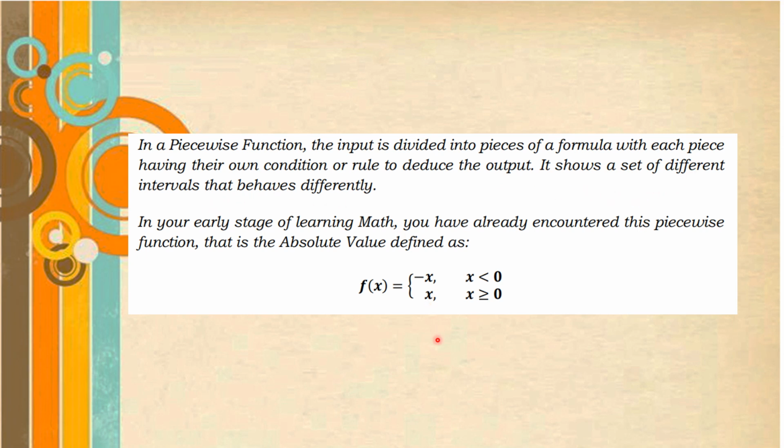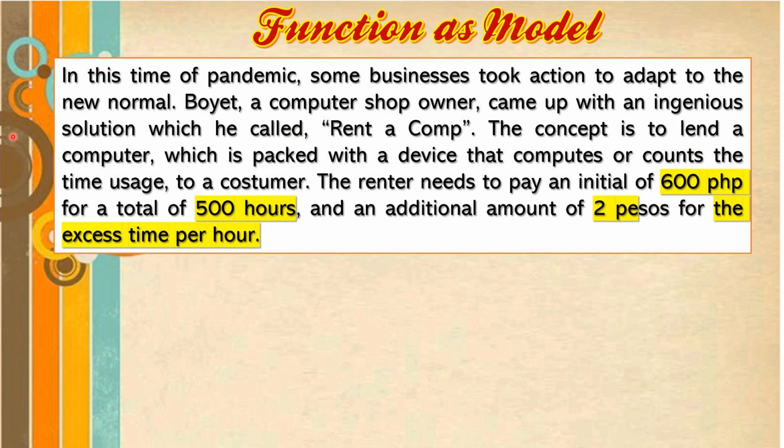In your early stage of learning math, you have already encountered a piecewise function. That is the absolute value, defined as f of x is equal to negative x if x is less than 0, and x if x is greater than or equal to 0. So x less than 0 and x greater than or equal to 0 are the interval notation referring to the condition. Okay, so that's it. Now let's proceed with the function as model.